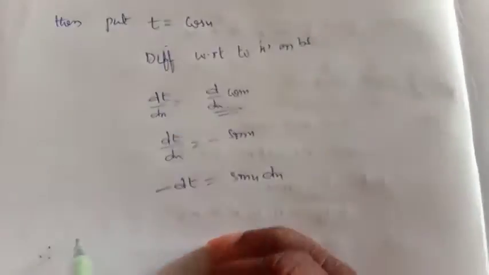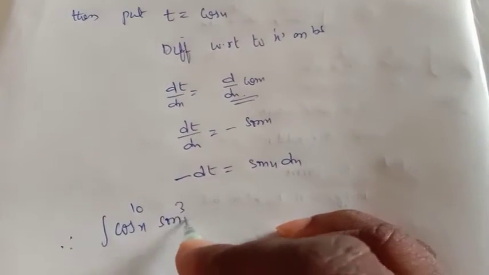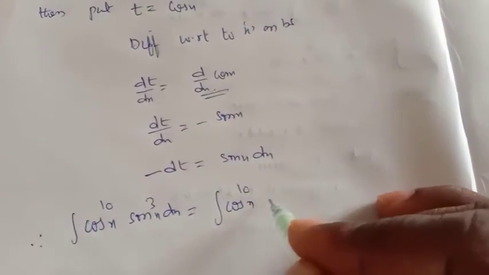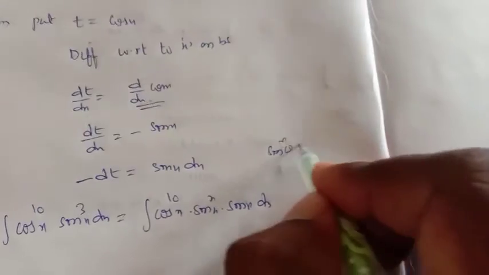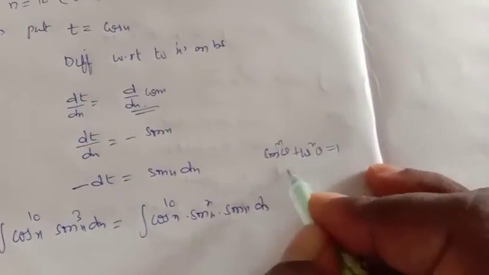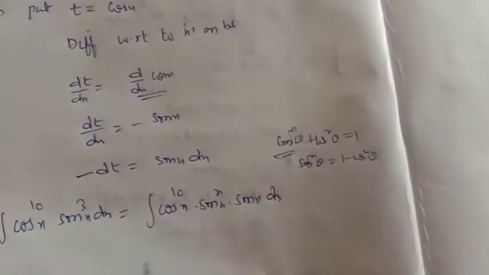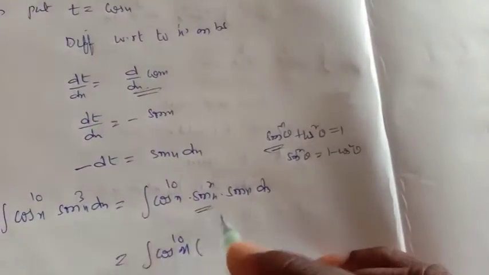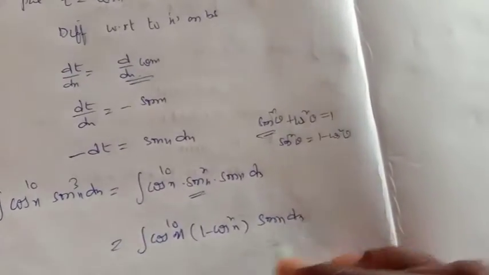Therefore the given problem is integral cos power 10x into sin cube x dx, here sin cube x written as sin square x into sin x dx. Here we have the formula sin square theta plus cos square theta equal to 1, then sin square theta equal to 1 minus cos square theta, that equal cos power 10x into 1 minus cos square x into sin x dx.